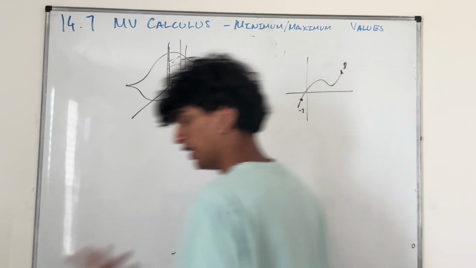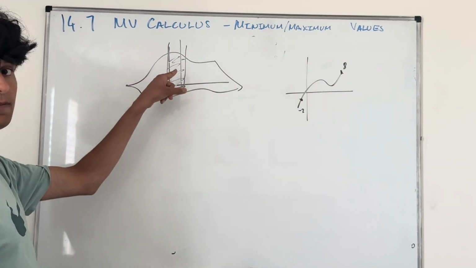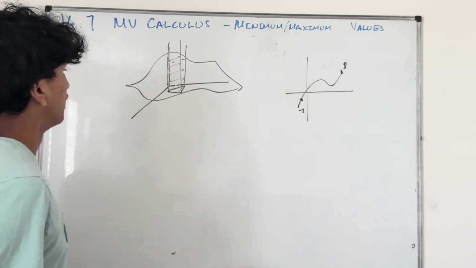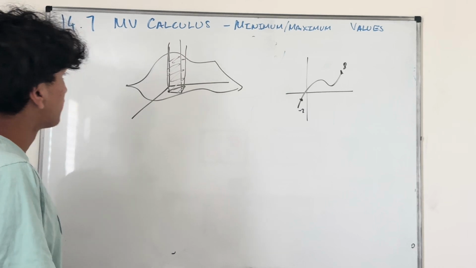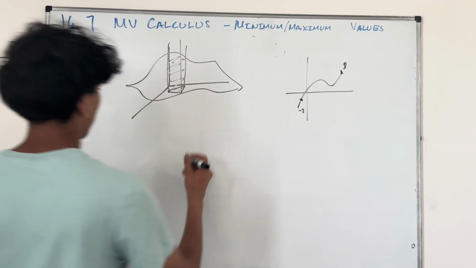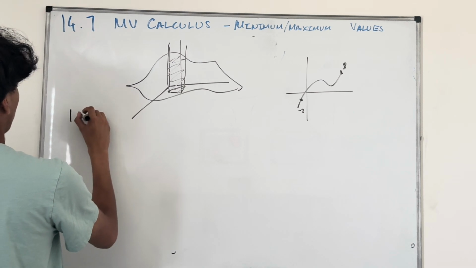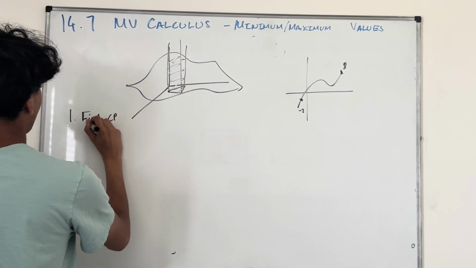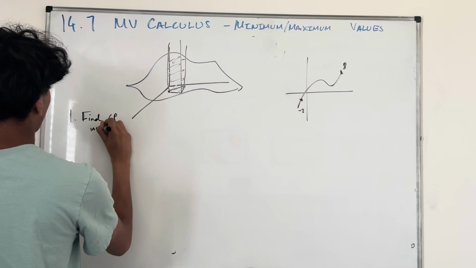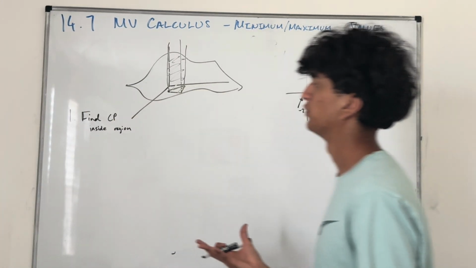The first step is: in your region, if you're finding it within a triangular region or whatever, think about the interior. What are the critical points? So step one, find critical points inside the region, because our critical points can tell us if there's an absolute max or local max or minimum for the entire function.